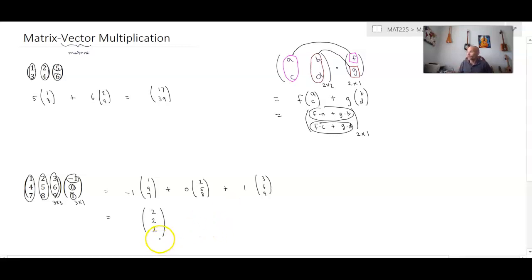And notice that this result is also a 3 by 1. So a 3 by 3 times a 3 by 1 will produce a 3 by 1 vector, just like a 2 by 2 times a 2 by 1 will produce a 2 by 1 vector. And you can imagine that for a 4 by 4 times a 4 by 1, we'd get a similar result. Now this is what we call matrix vector multiplication.